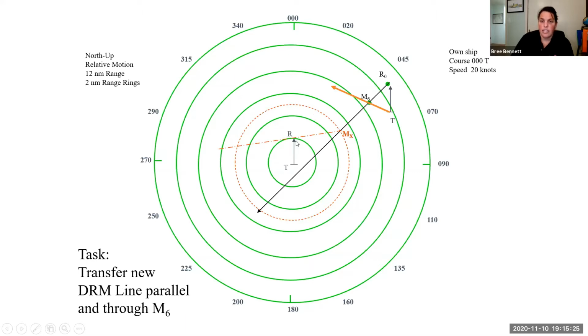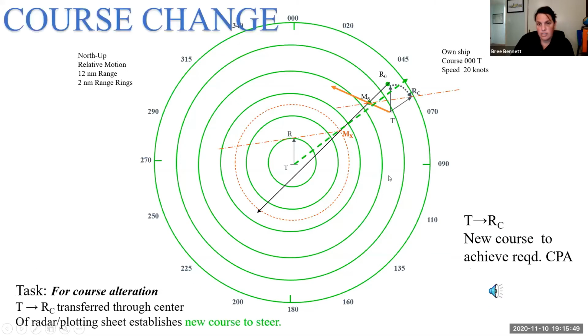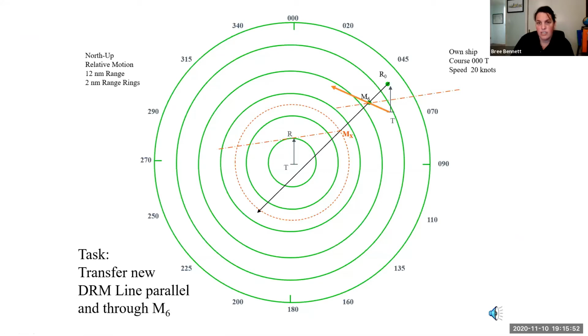Then I need to transfer this relative motion line back to the M of my triangle so I can create a new triangle up here. So I need to move this line back to this M and create a new R. So I'm going to parallel. We just paralleled this new relative motion line back up to the M and draw it again.